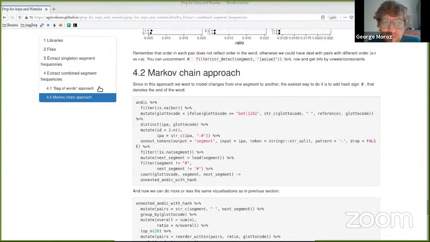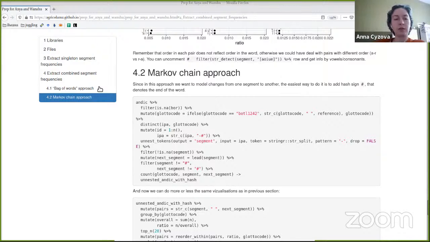If we have a Markov chain approach, it's more like looking at the chains. So what is the probability that after this, for instance, vowels will be this vowel? So these are different approaches, and I think we can do both.